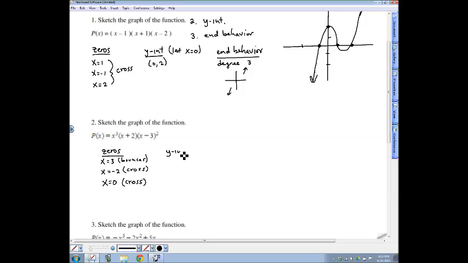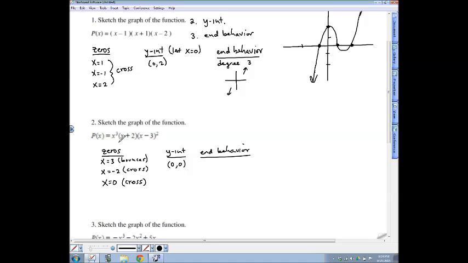Now the y-intercept. If you let all the x's equal 0, 0 here, 0 here, 0 here, you don't even need to worry about these because 0 to the third power is 0, and 0 times anything makes the whole thing turn into 0. So the y-intercept is (0, 0). Okay. The end behavior again is determined by degree.